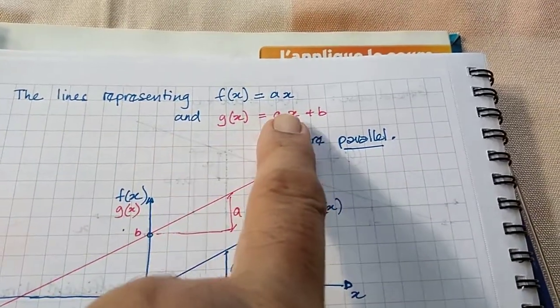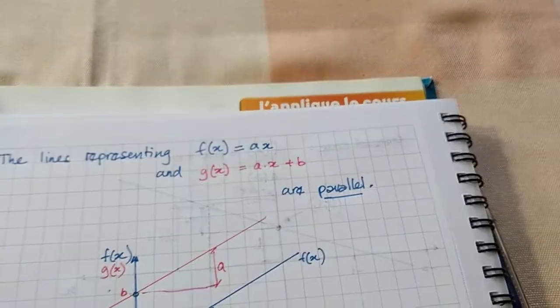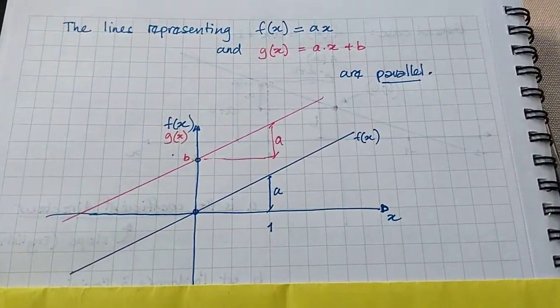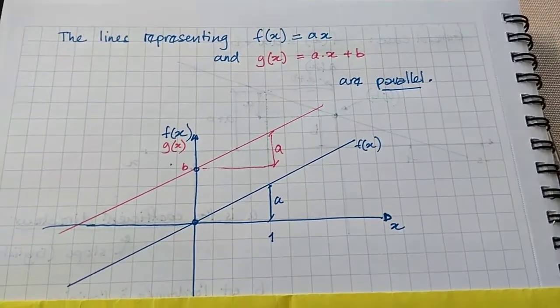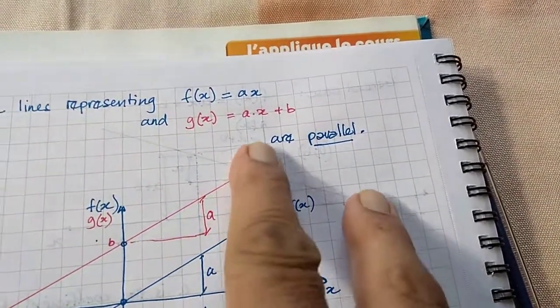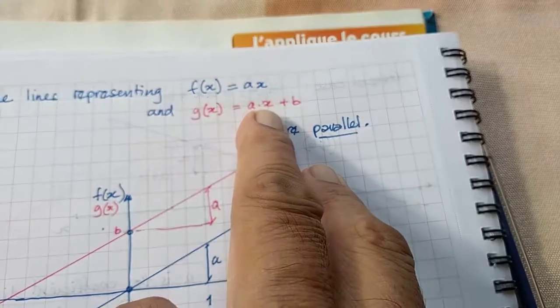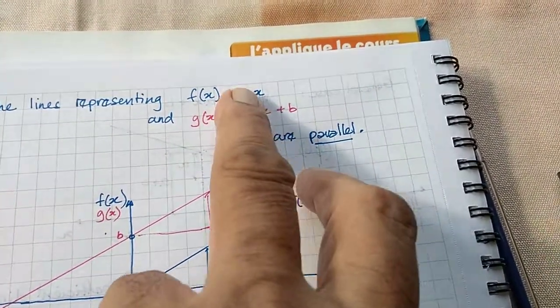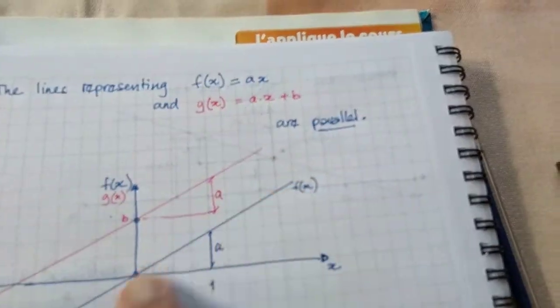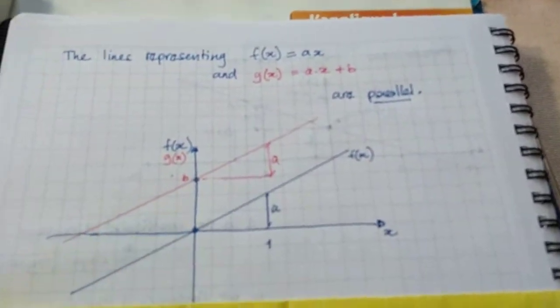So these two lines are parallel. It's easy to prove that if we knew a little bit more of the maths than we do now. But for the moment, you just assume that these two lines are parallel. So if a is the same in different affine functions, they will give you different parallel lines.